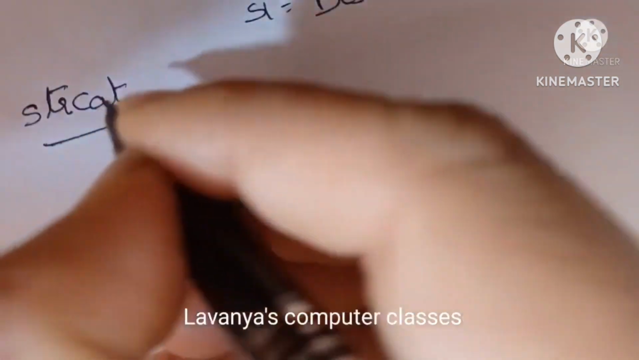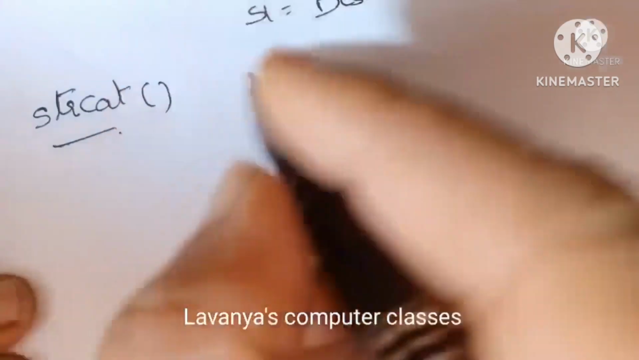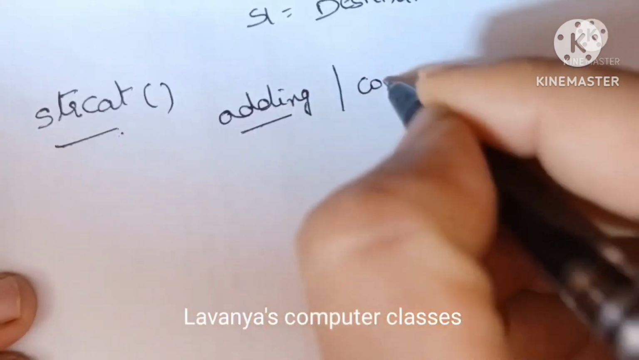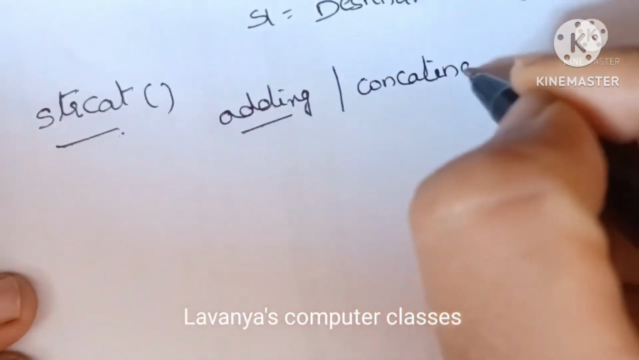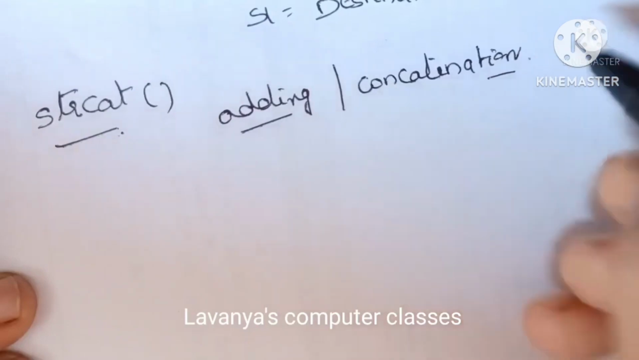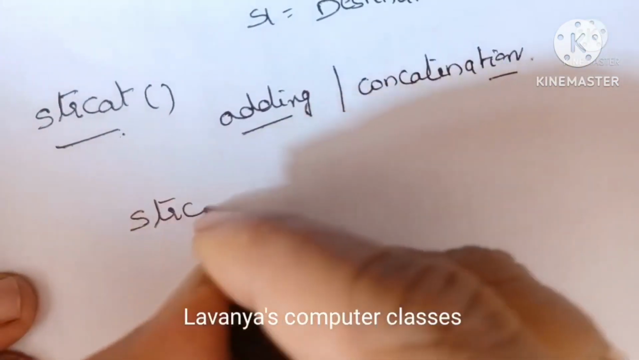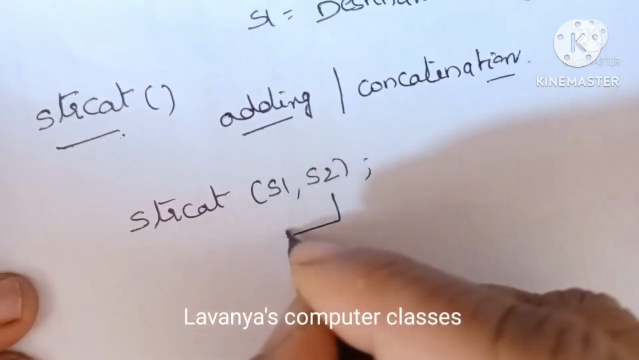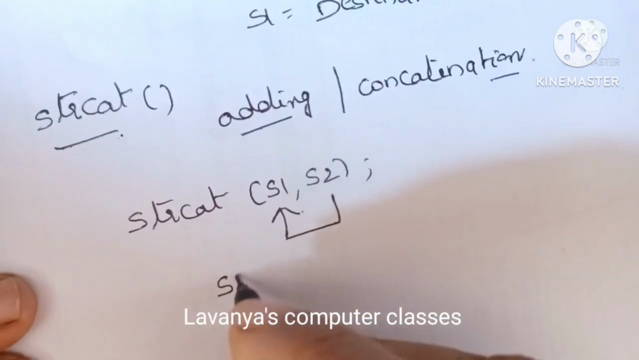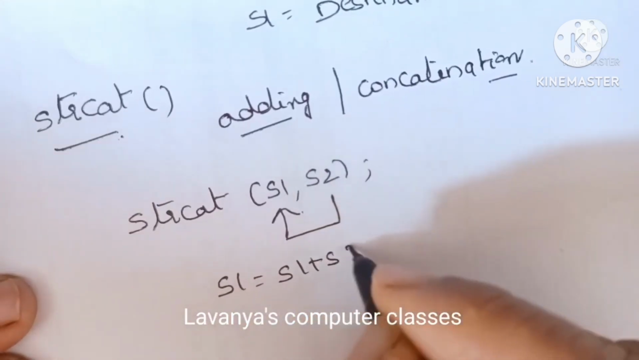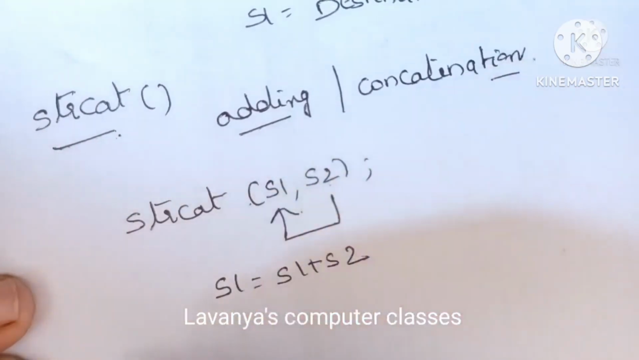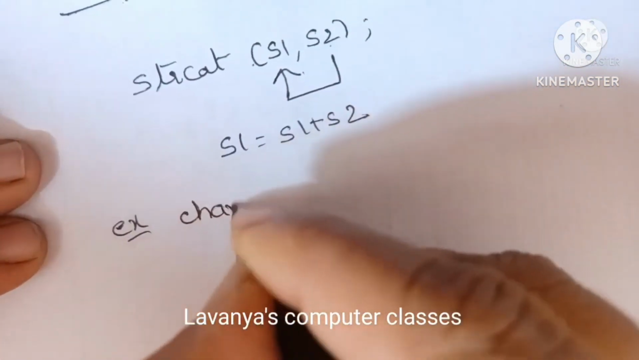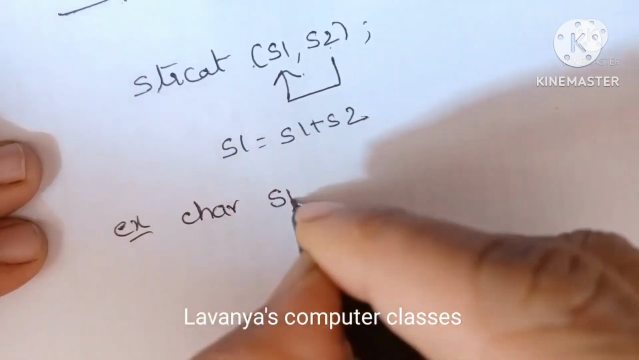Next function is strcat. CAT means concatenation. str means string. Concatenation of strings, adding of strings, combining the strings. Anything like that is known as concatenation. Syntax is, here also we need two parameters. strcat s1 comma s2, s2 is added to s1. s1 equal to s1 plus s2. s1 contains its own values plus s2 values are also added to s1.